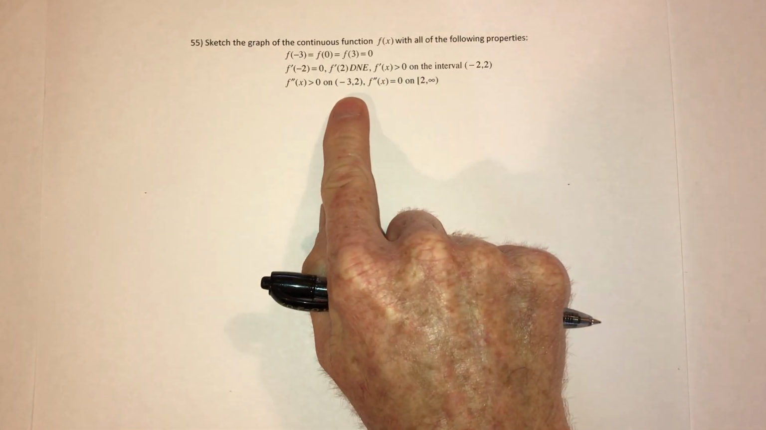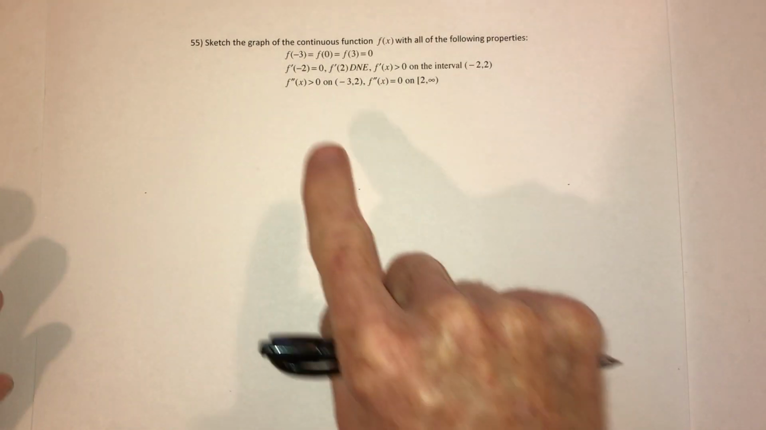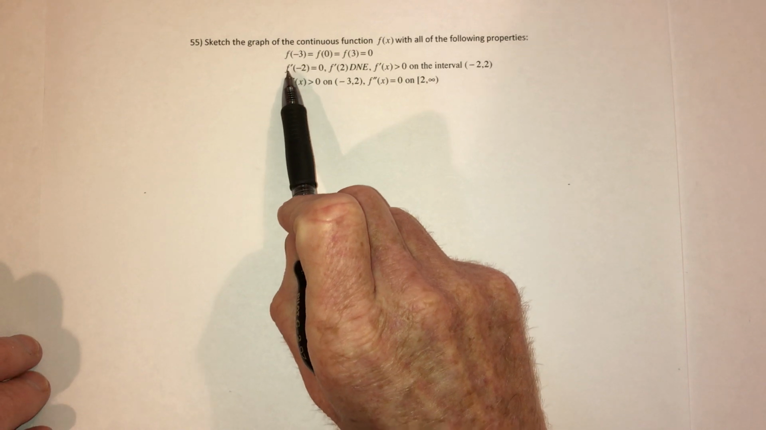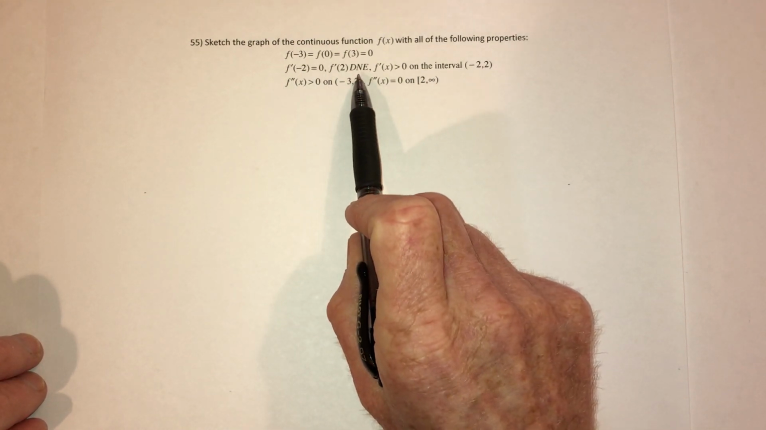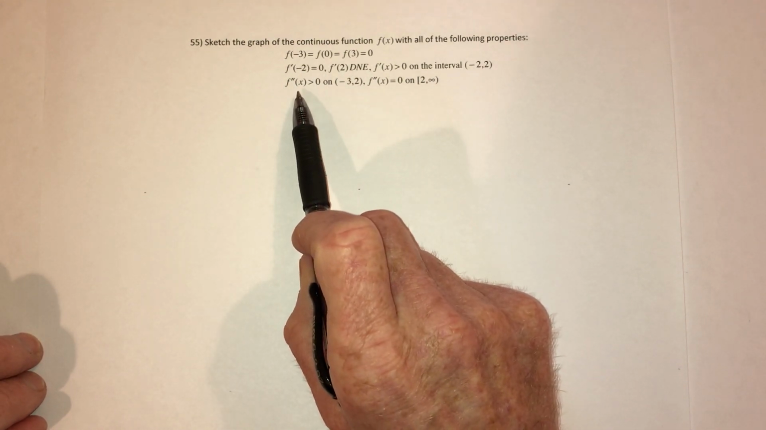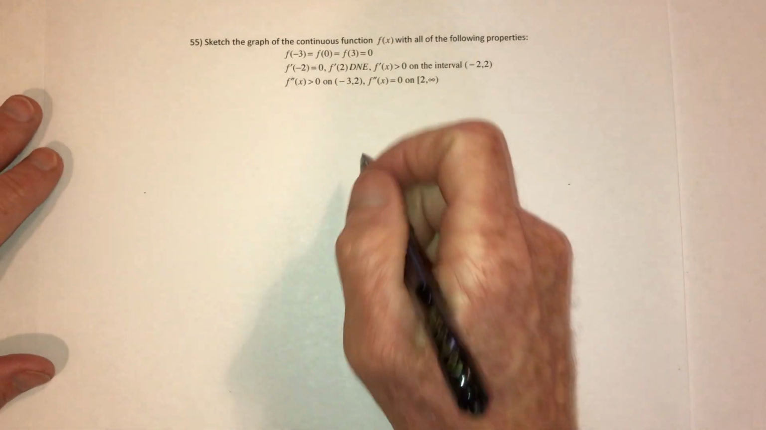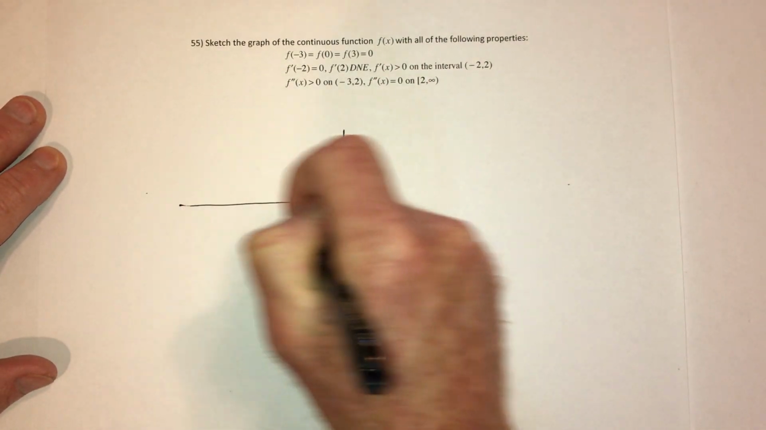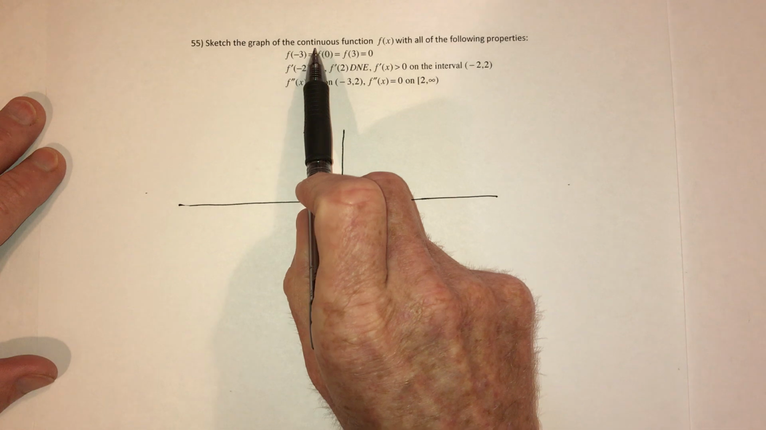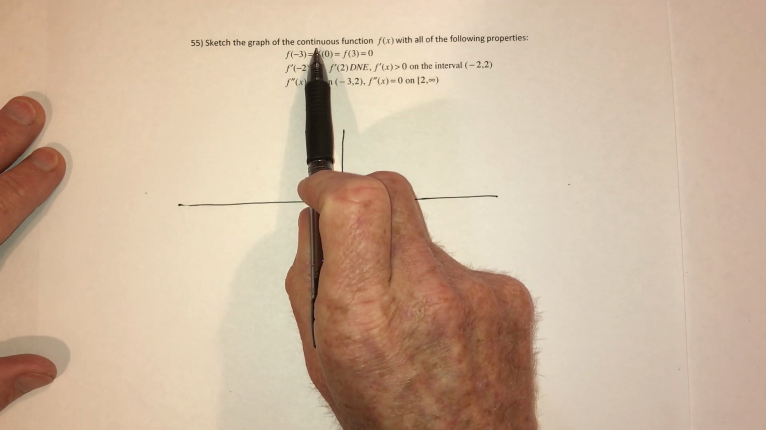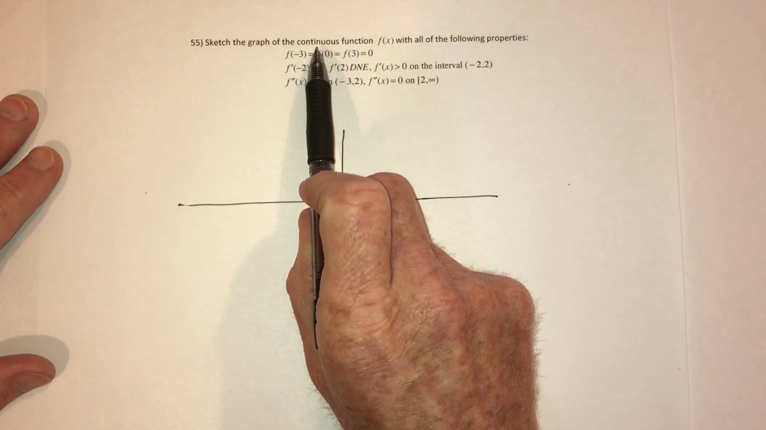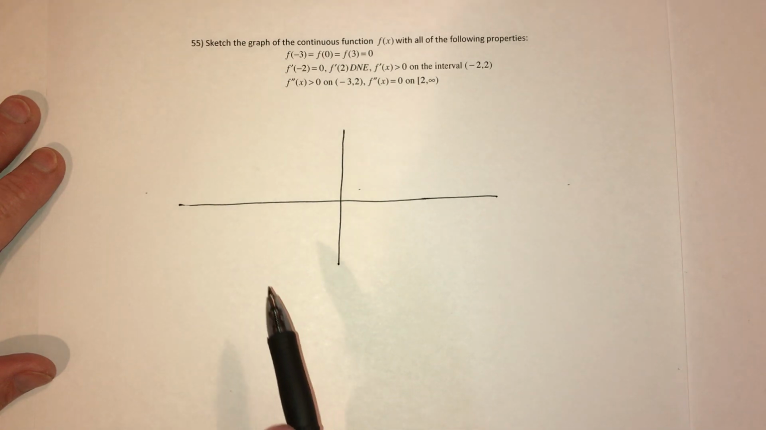So the point of problems like this is to basically practice: what does the derivative mean? What does it mean when the derivative doesn't exist? And what about the second derivative? Also notice that it needs to be a continuous graph, so it can't have any holes or jumps or asymptotes.